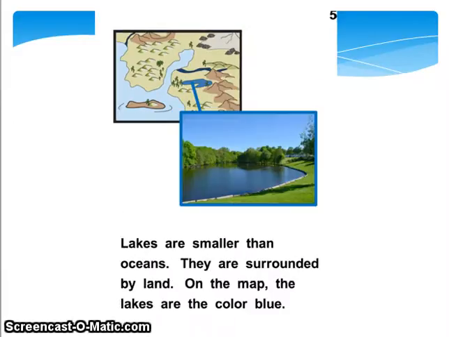Lakes are smaller than oceans. They are surrounded by land. On the map, the lakes are the color blue. So the lakes are going to be the color blue, and so are the oceans. Oceans are huge bodies of water, but lakes are smaller and they're surrounded by land. So if you have not been to an ocean before, I bet you've been to some lake.